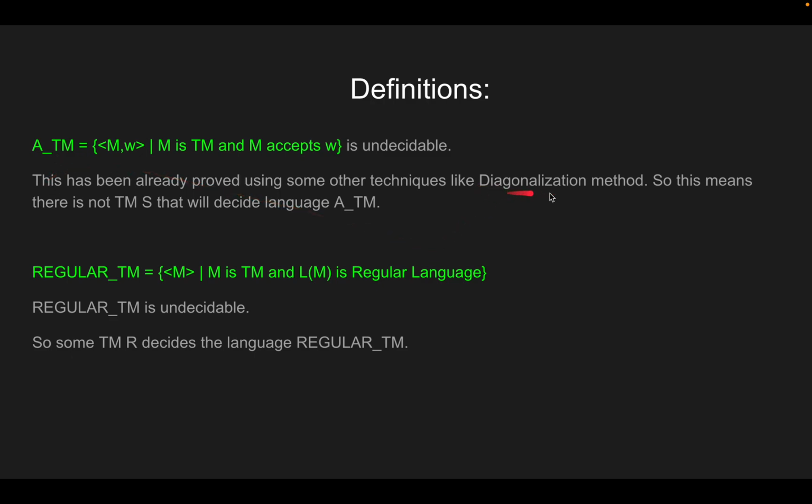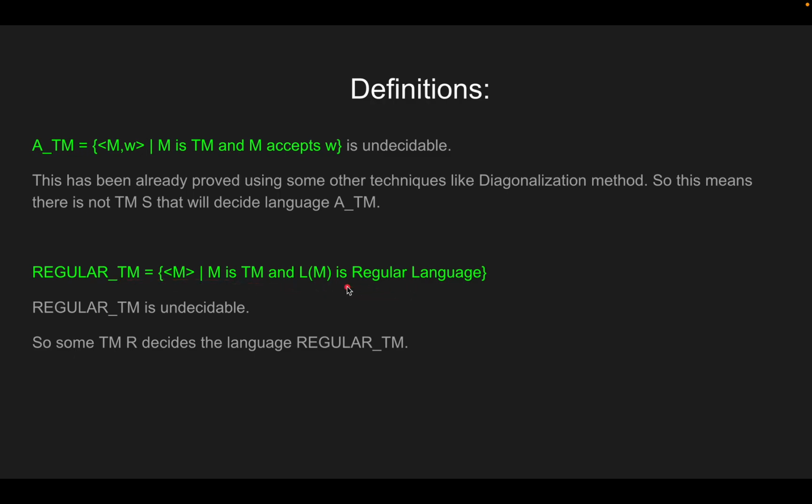Using the diagonalization method, it has already been proven that this language is undecidable. That means there is no Turing machine that can decide this language. It can't decide whether M accepts w or not. There is no such Turing machine. So this has already been proven. We are going to prove the next one.